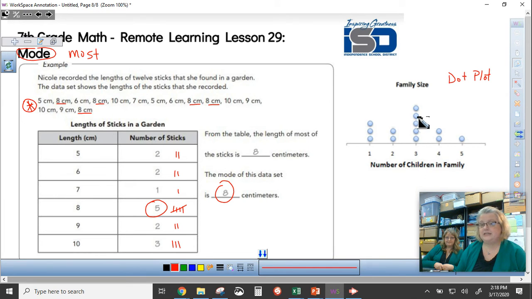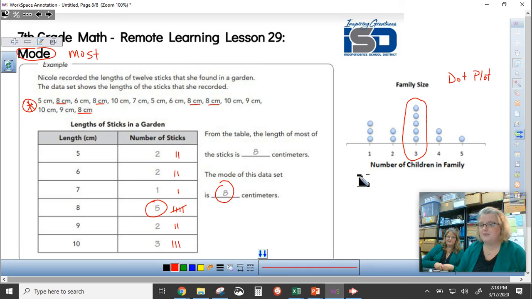Dot plots are really easy to see because you're just looking for the tallest of the stacks. The tallest stack is the 3. So the most common number of kids in a family was 3 children. So that's how you do mode with a frequency table and a dot plot.